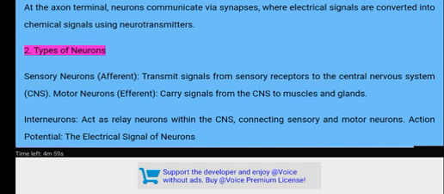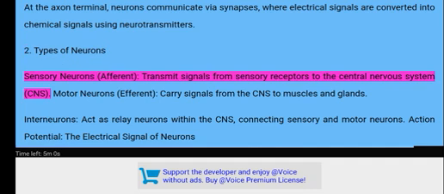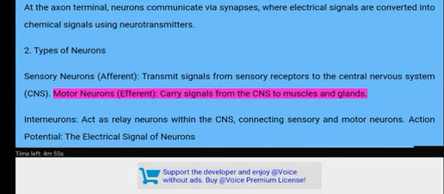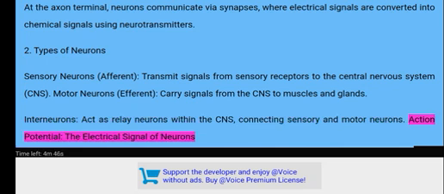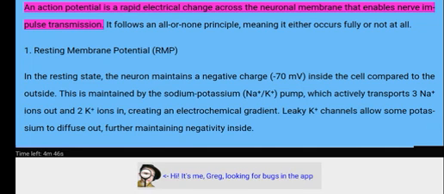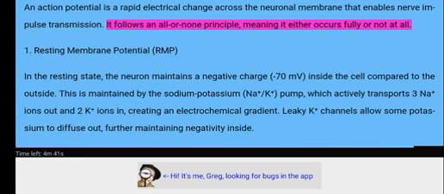2. Types of neurons. Sensory neurons, afferent, transmit signals from sensory receptors to the central nervous system, CNS. Motor neurons, efferent, carry signals from the CNS to muscles and glands. Interneurons act as relay neurons within the CNS, connecting sensory and motor neurons. Action potential, the electrical signal of neurons. An action potential is a rapid electrical change across the neuronal membrane that enables nerve impulse transmission. It follows an all or none principle, meaning it either occurs fully or not at all.